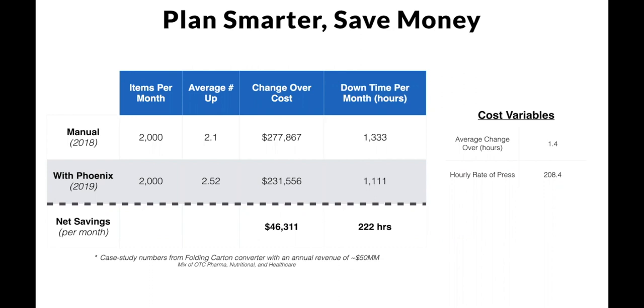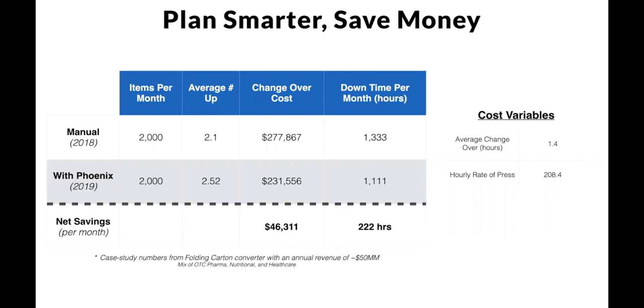Once we implemented Phoenix, we increased the number of items up per month, because of the intelligent planning and nesting algorithm, from 2.1 to 2.5. Doesn't seem like that much, but that reduced the number of changeovers in production and gave us a net savings of $46,000 per month in just changeover costs.